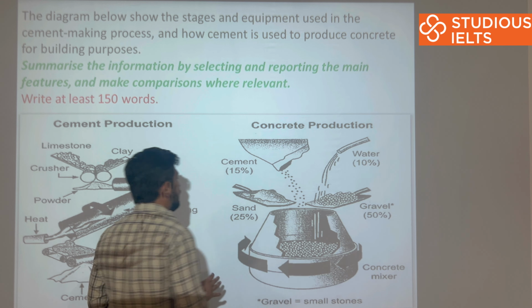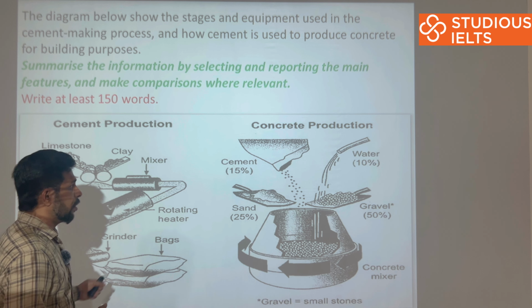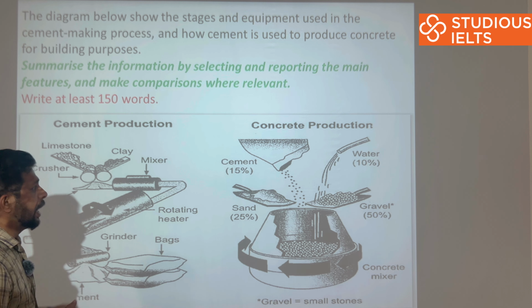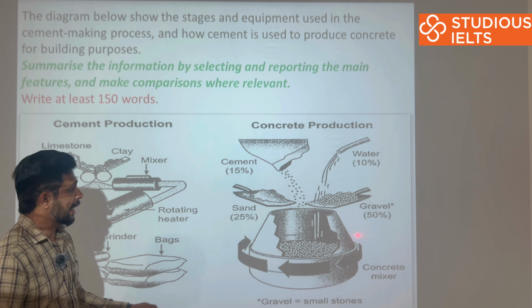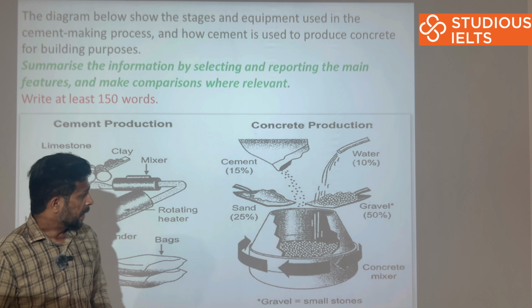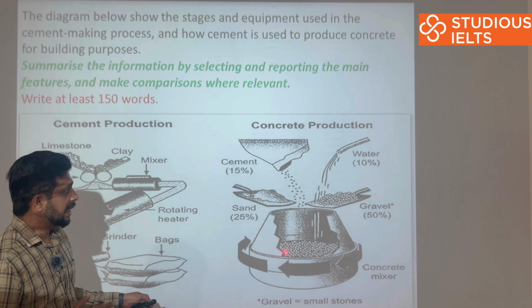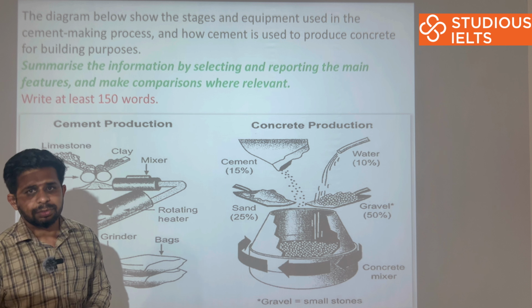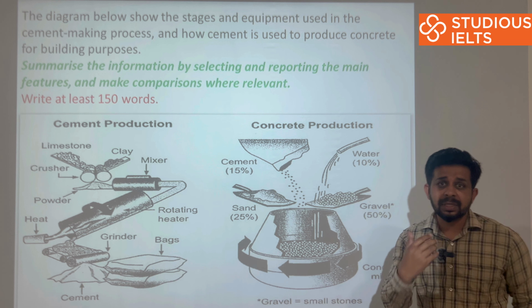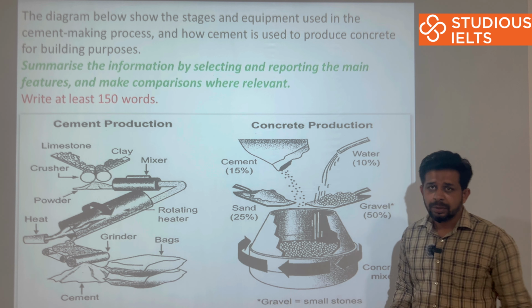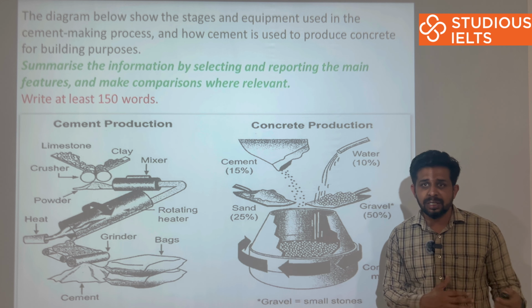If I talk about the second one, it is about concrete production. Concrete production involves cement as well, which has been produced here. But apart from that, other materials are also available, like gravel, sand, and water. And finally, everything has been mixed together in a concrete mixer, and the concrete is ready for building purposes. Why am I saying building purposes? Because this is a part of your question. If you want to achieve your task completely, never forget the keywords that have been mentioned in your question.